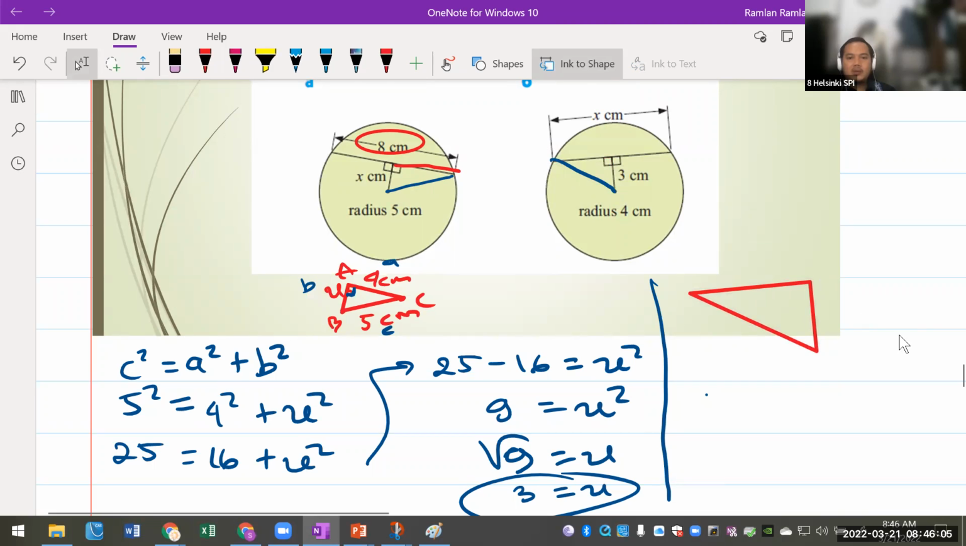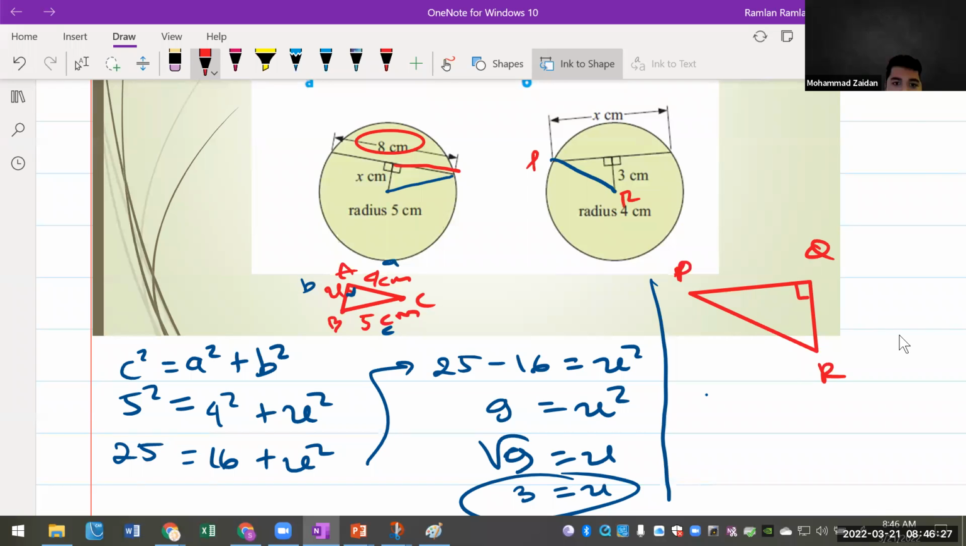Okay, so I'm going to name that with P, Q, and R. And then we know that Q is a right angle. First question, what is the length of PR? PR. Zaidan. This is PR, 4 centimeter. Yes, very good.